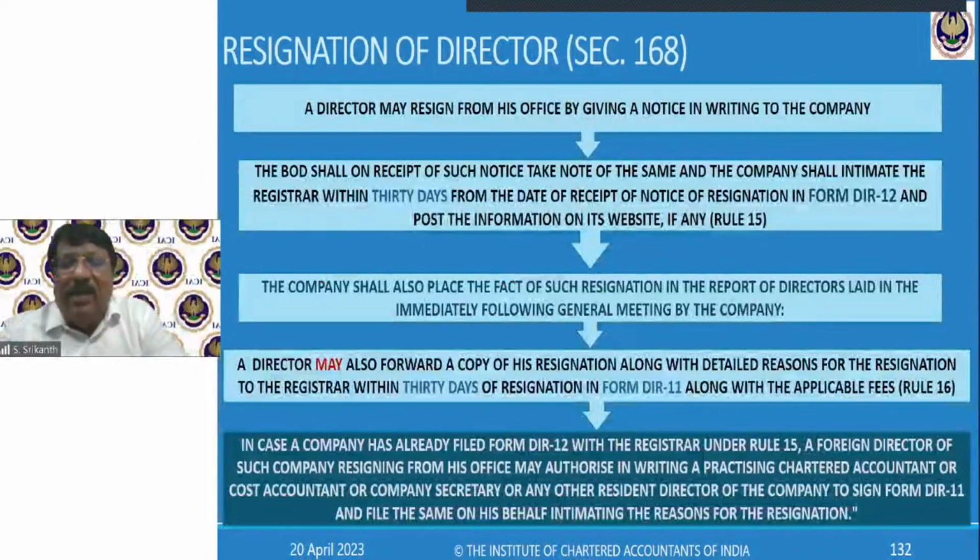See, a foreign director may want to file DIR 11. The company has filed DIR 12. The foreign director wants to file DIR 11, but he cannot file it now. So he can authorize somebody in writing to sign and file on his behalf. This is a right given to the foreign director to authorize a CA or CS or CMA, or an existing resident director, to sign Form DIR 11 and file the same on his behalf, giving the reasons for resignation. It is an option given to the foreign director to give the reasons, if he wants to.